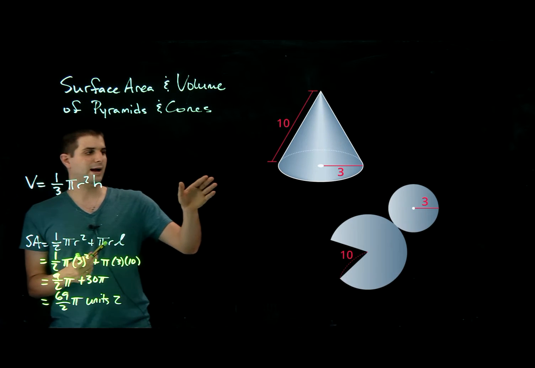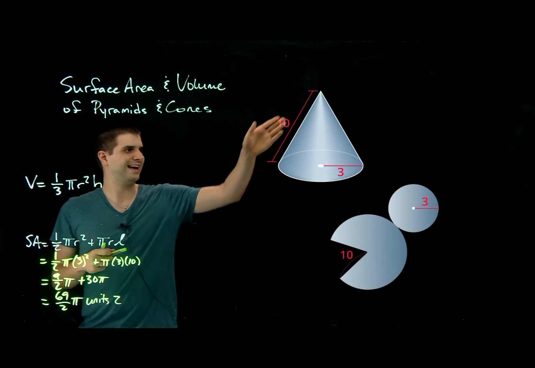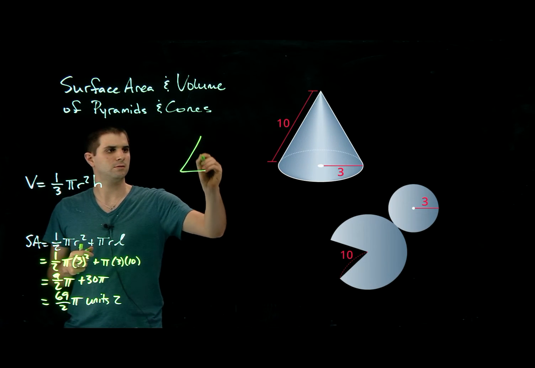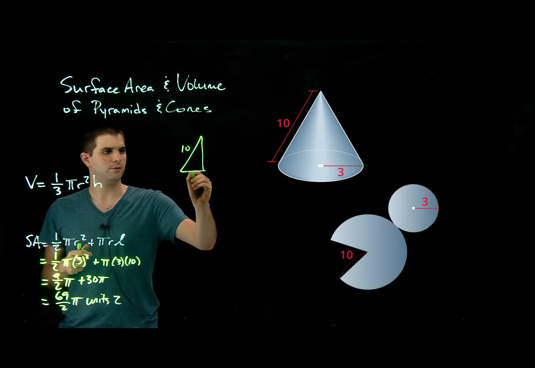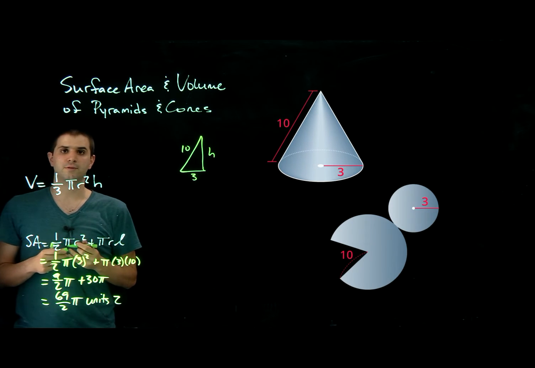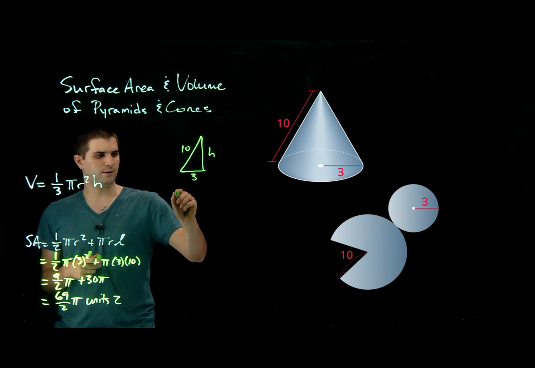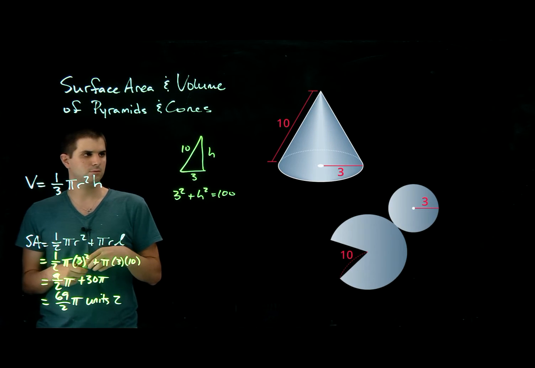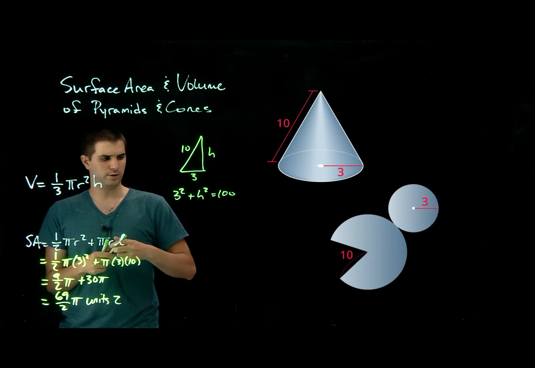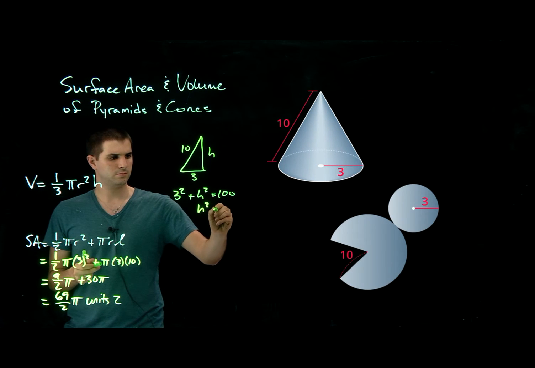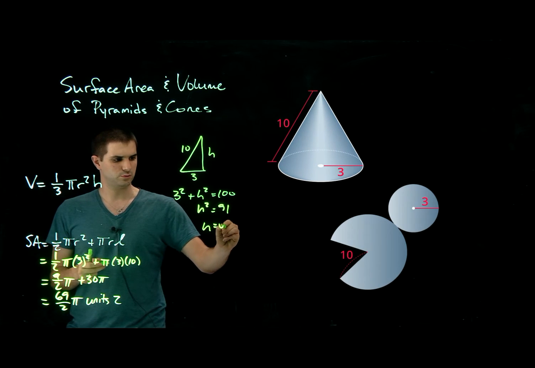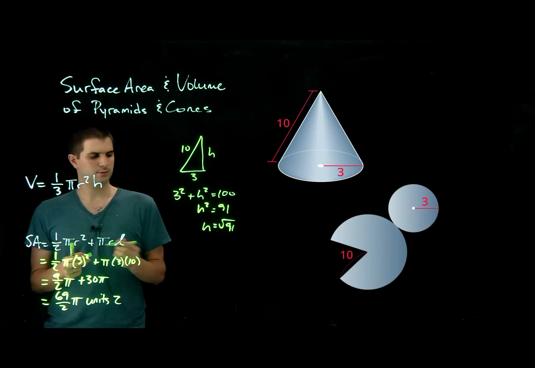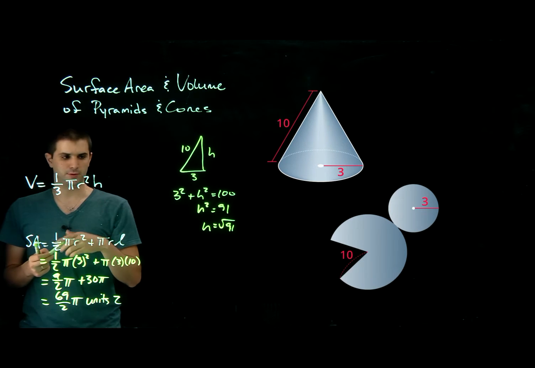Okay. Now we need to find the height here. So we have 10, we have 3, and h. Okay, we need to find what h is. So this is going to be 3 squared plus h squared equals 100. Okay, so h squared equals 91. So h equals root 91. So our height's going to be root 91.